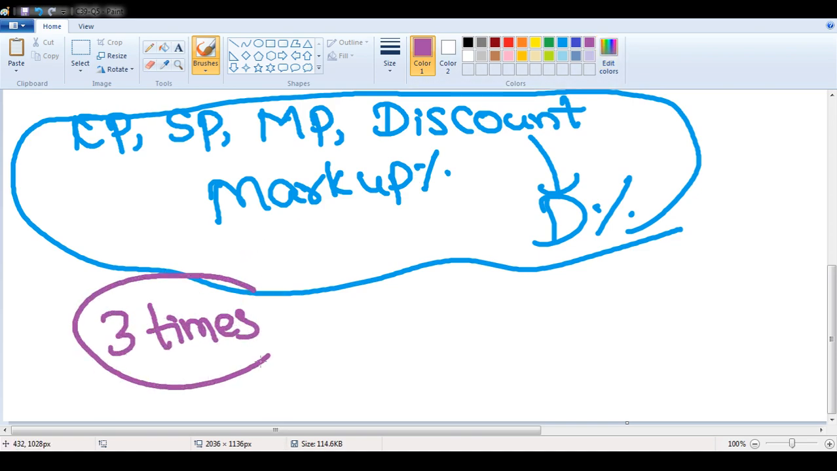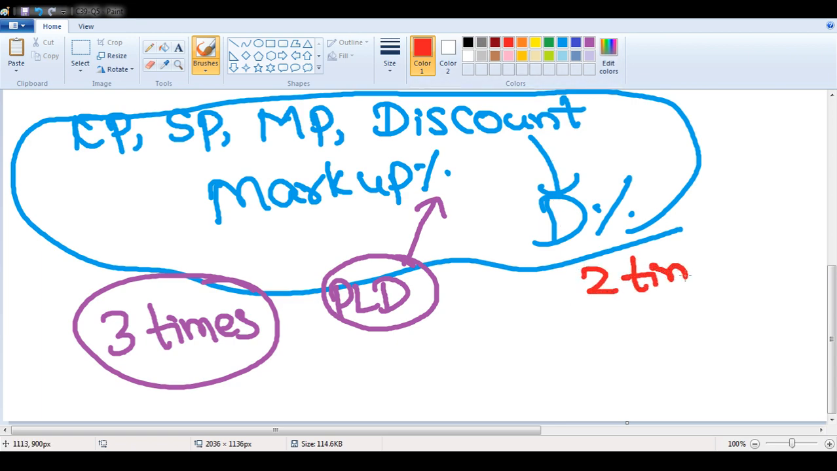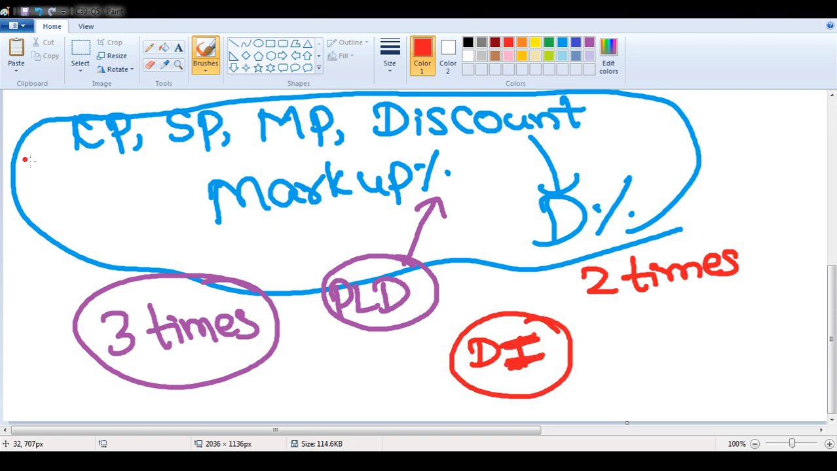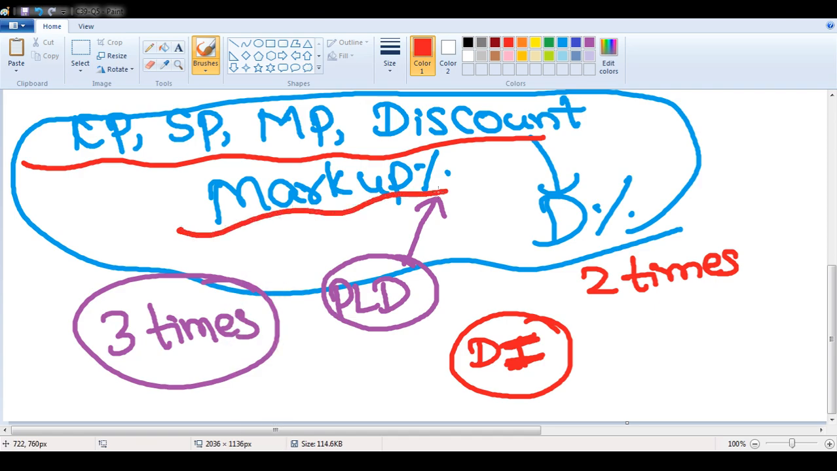One time I explained in profit, loss and discount, where I took multiple problems on these cases, and the other 2 times I explained when I was taking DI sessions, right? 2 times I explained already in DI. I am again taking a caselet based on these parameters, wherein I will not explain the terminologies once again, to avoid wasting our time and your time and my time. Right now, let me directly move on to that caselet.